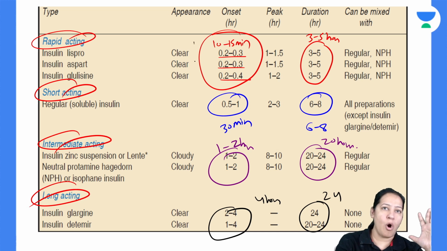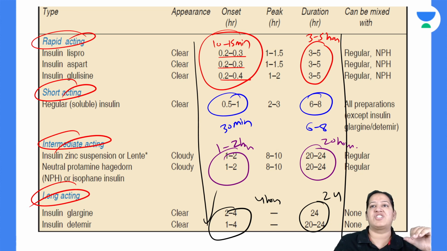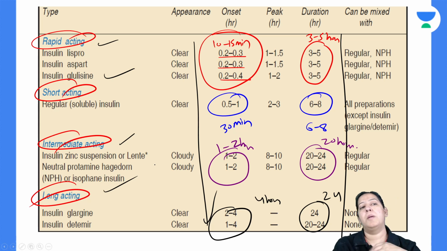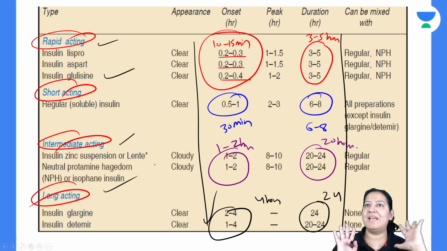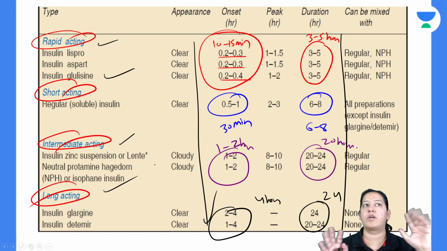So, you can see the onset, you can see the duration of action, based on which they are divided into rapid, short, intermediate, and long. Please learn it. Please understand it. The four types of insulin, you got it. Rapid acting, short acting, intermediate acting, and long acting. The four types of insulin are in front of you.